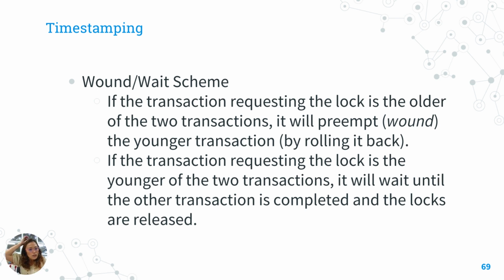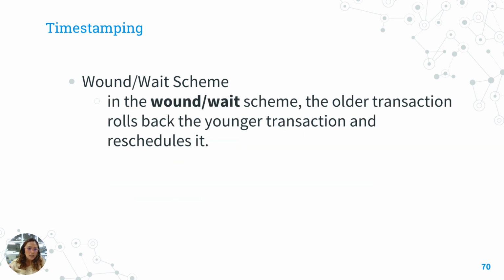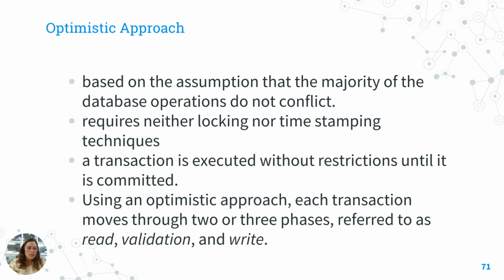So we also have what we call wound-wait. If the transaction requesting is the older one of the two transactions, it will preempt the younger transaction to roll back. If the transaction requesting the lock is younger, it will wait until the other transaction is completed and the locks are released. So in short, in the wound-wait scheme, the older transaction rolls back the younger transaction and reschedules it.